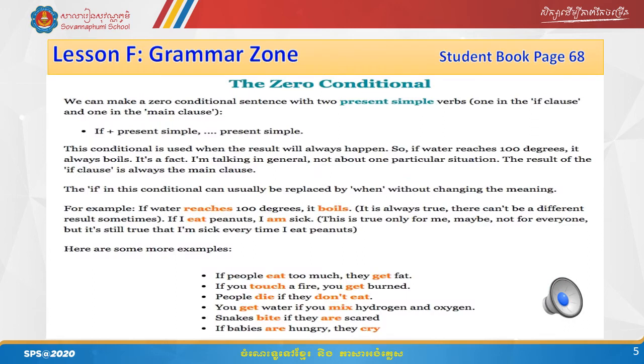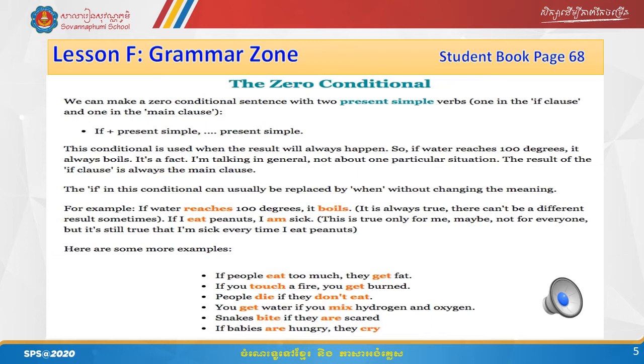Class, here's a little additional information about the zero conditional. We can make a zero conditional sentence with two present simple verbs. We just spoke about that. One in the if clause and one in the main clause. And here we have a little diagram of how the sentence would be structured. And we have the if plus present simple, and then the main clause includes a present simple verb. This conditional is used when the result will always happen.